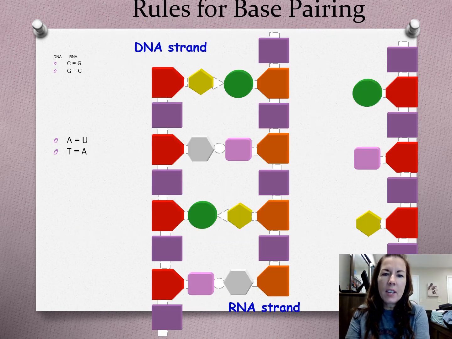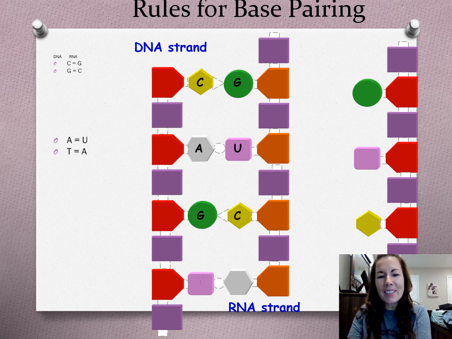So if I would have a DNA strand and I was going to make a complementary base pair with an RNA strand, I would know that C goes with G, A goes with U, G goes with C, and T goes with A.